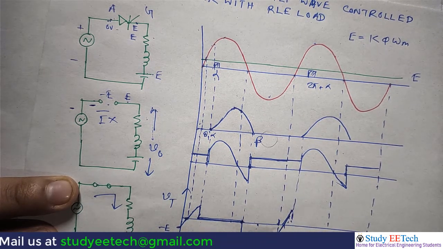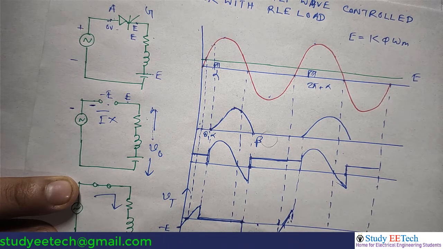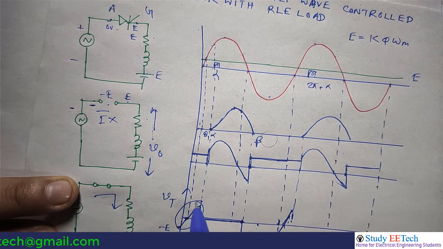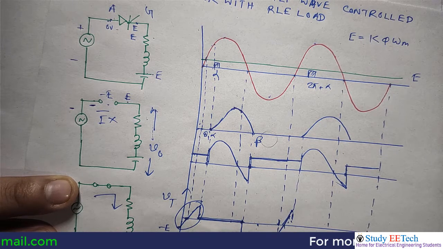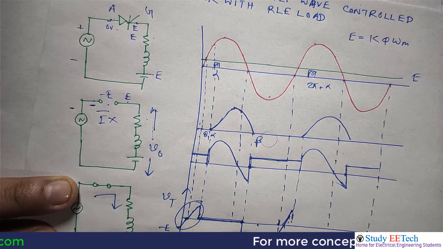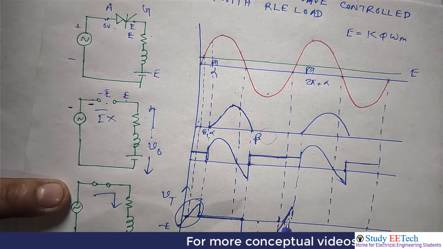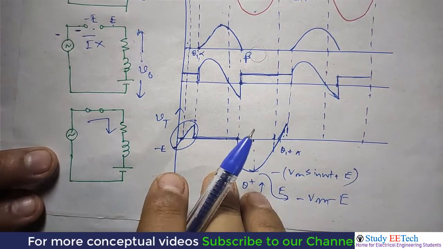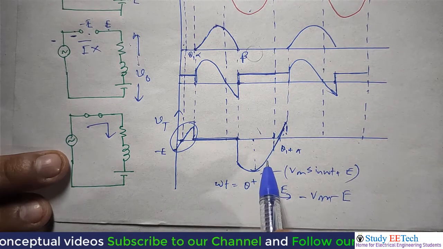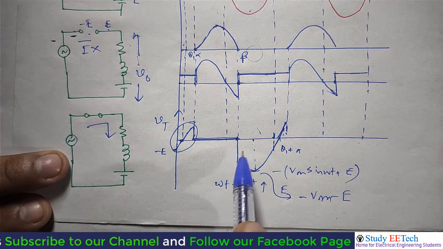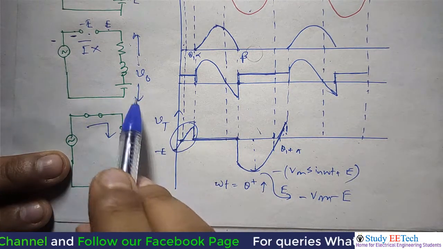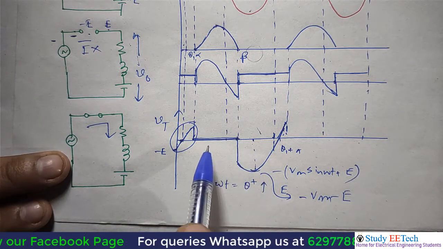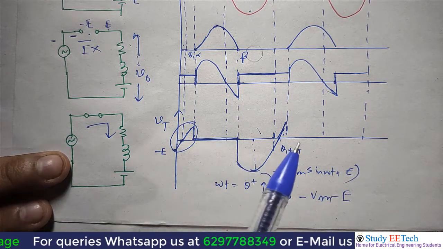So this is theta 1 plus pi, and the same phenomenon happens here. So this point has to be clear. I have concentrated on the waveform of the voltage across the thyristor, because very conceptual things are evolving from here. So many logical questions can be framed from here.